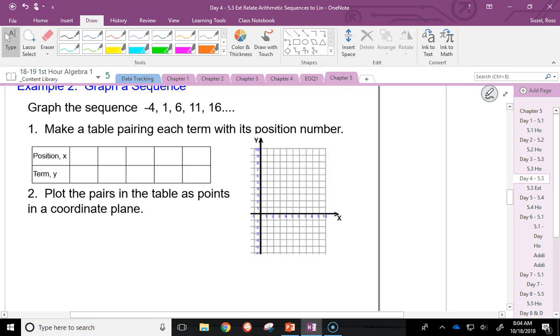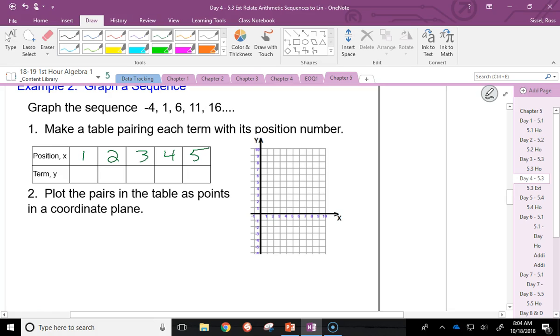So, position. Position means where is it lying? Is it the first term? Is it the second term? So that one's pretty easy. We have first, second, third, fourth, and fifth. And I was talking with Maddie earlier today when we were looking at our review, and we were talking about understanding which term is x and which one's y.